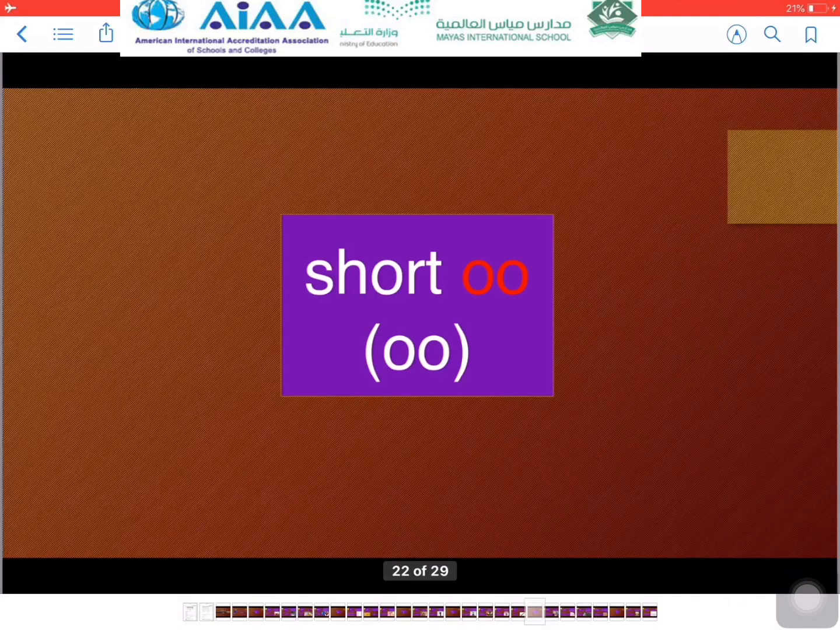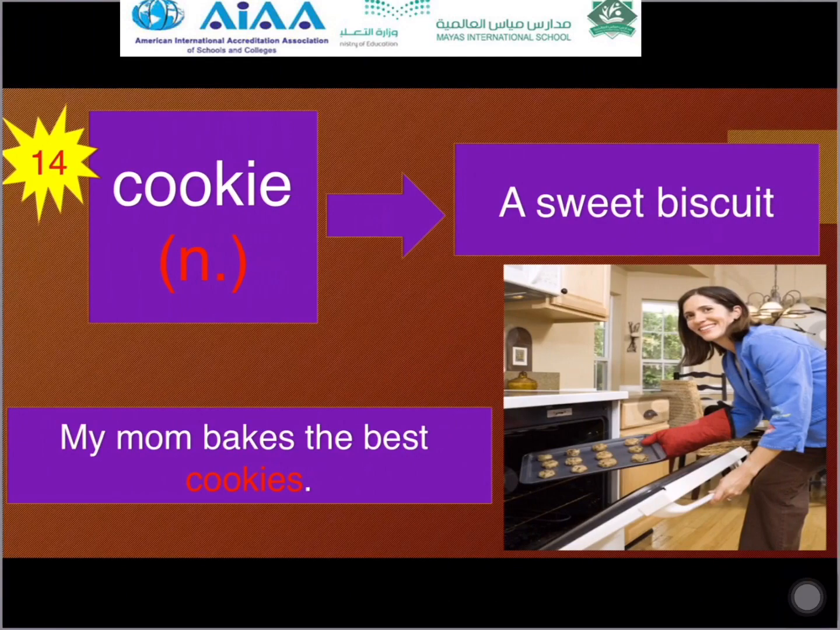U, foot, book. Okay, foot, book. What else? Cookie. Excellent. Cookie. It's a sweet biscuit. My mom bakes the best cookie. Okay. The best what? Cookies. Can you see the cookie? So say it again, repeat after me.